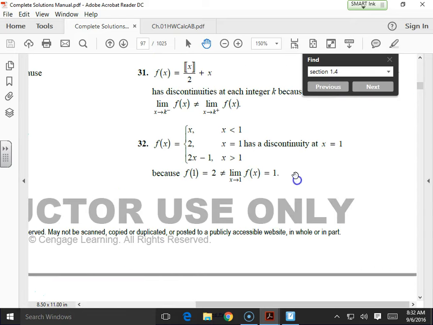32. Oh no, it's discontinuous at 1. Coming from below 1, it should be 1. Coming from above 1, it should be 1. But at 1, it's 2. That doesn't agree. The limit was 1. The two sides did agree, but the point was not where it was supposed to be. Next one, 38.